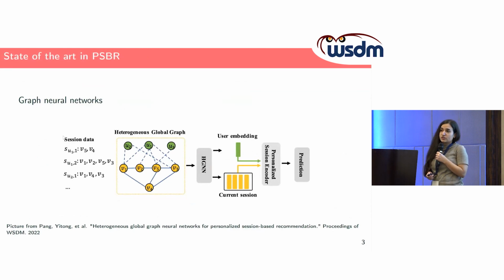As I mentioned, personalized session-based recommendation is very similar to the task that we have, and there the state of the art is considered to be graph neural networks. This is a picture from a paper accepted at WSDM last year. The way it works is that it first trains a graph neural network model on a graph constructed from previous sessions of the users, and then combines the learned representations from this graph with the current session information and provides recommendations.